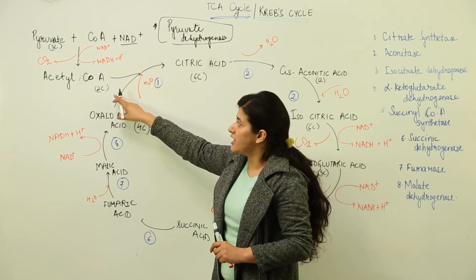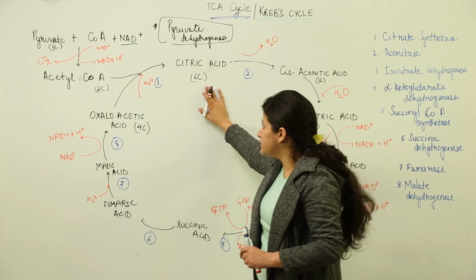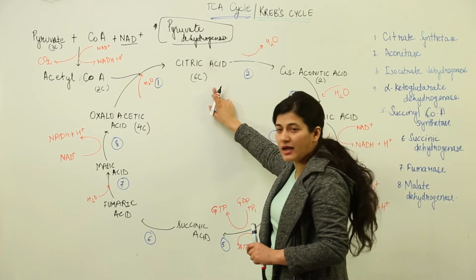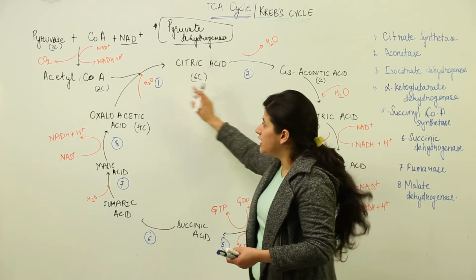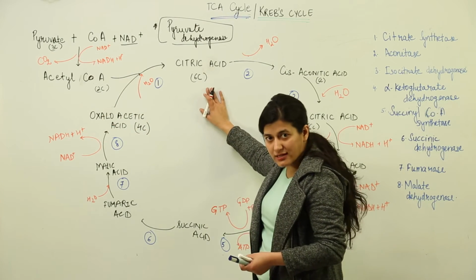The acetyl coenzyme A enters the cycle and forms a 6-carbon compound. Now see the mathematics behind it. It is a 2-carbon compound and this is a 6-carbon compound. So by default, it would have combined with a 4-carbon compound. That is why we are having 6-carbon compounds.